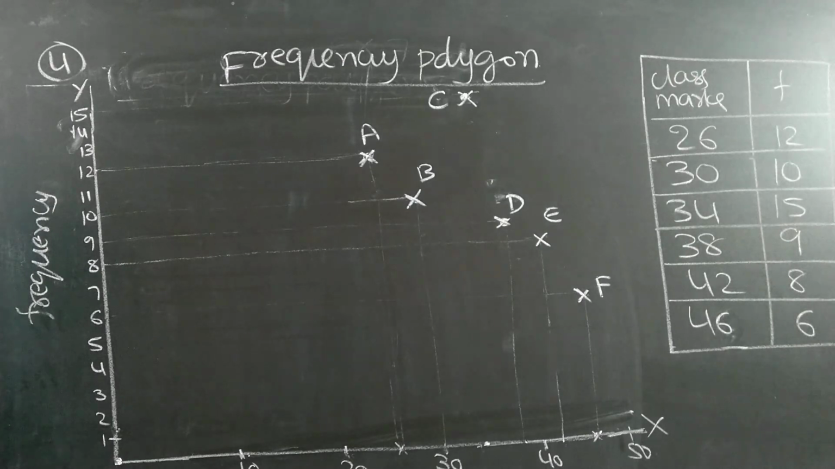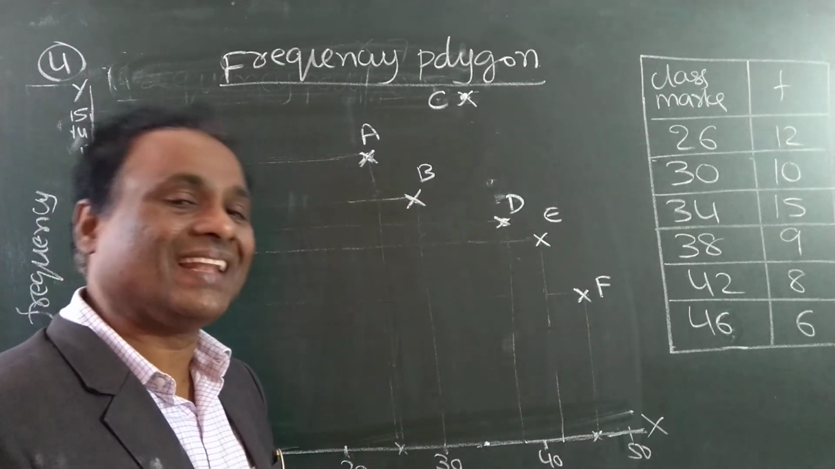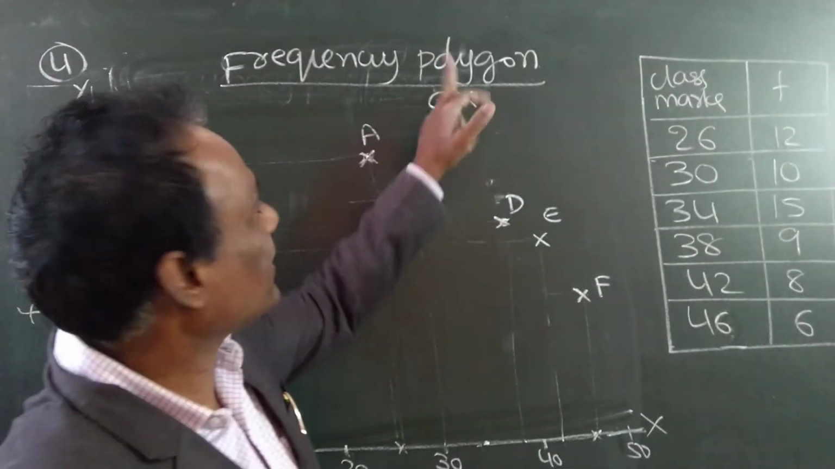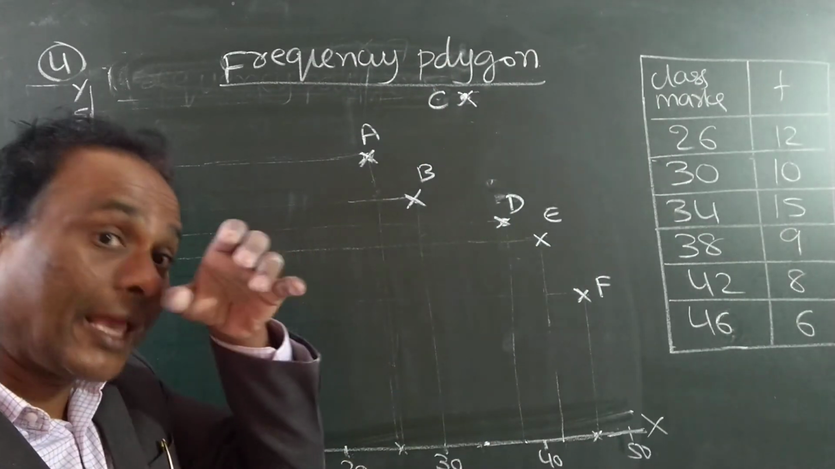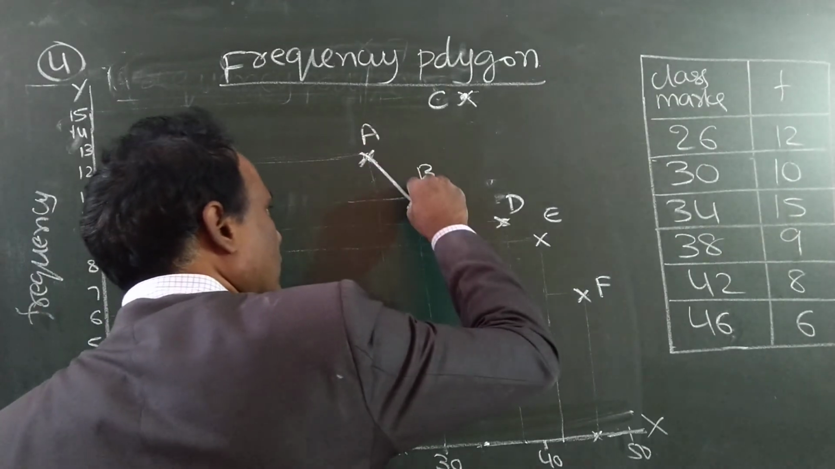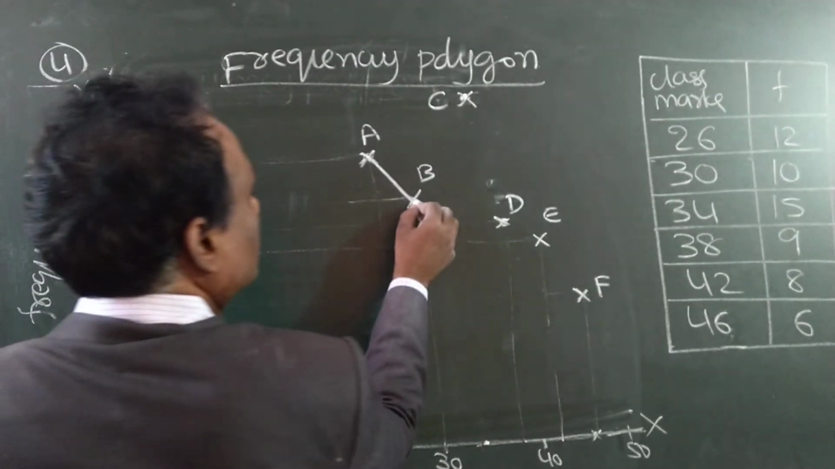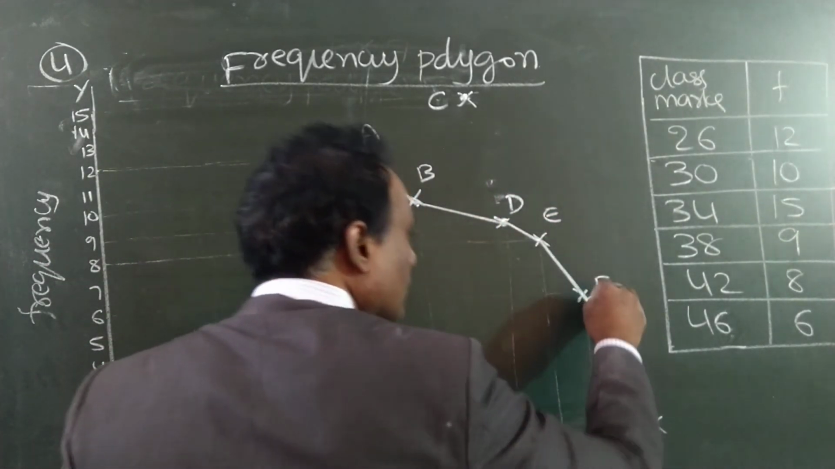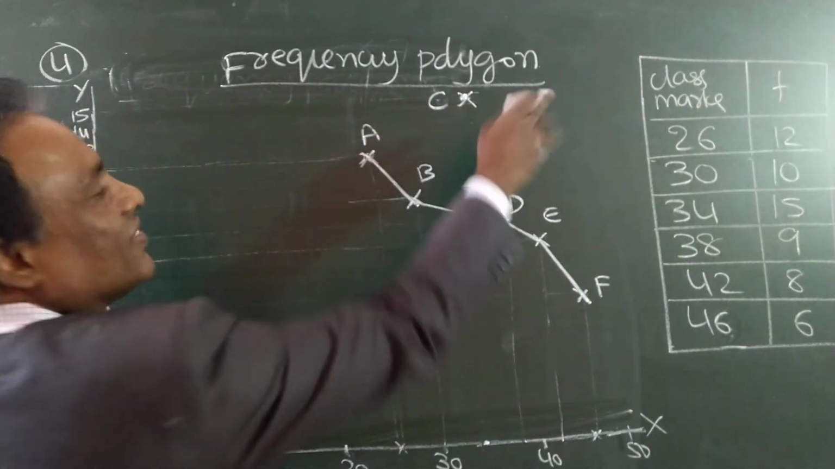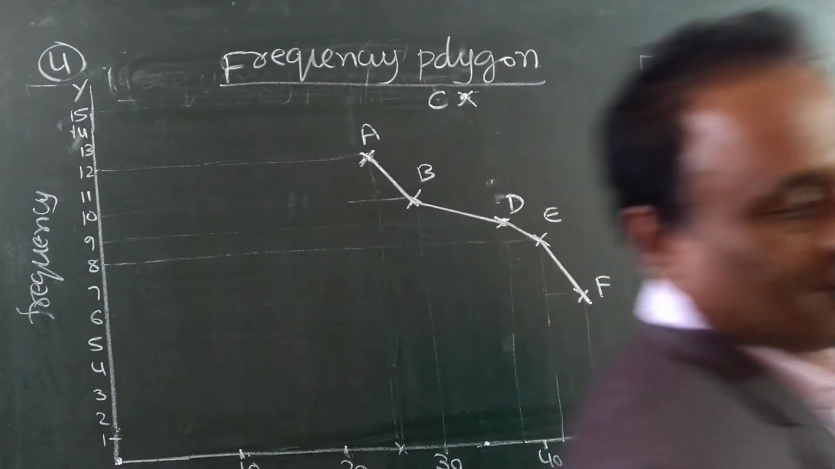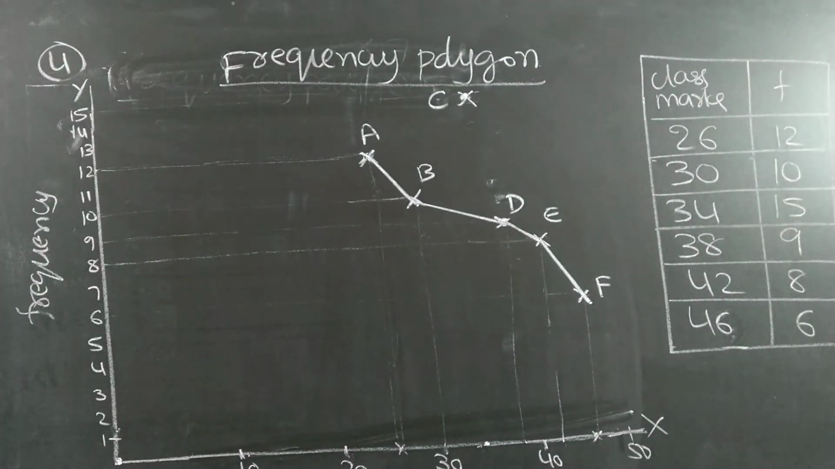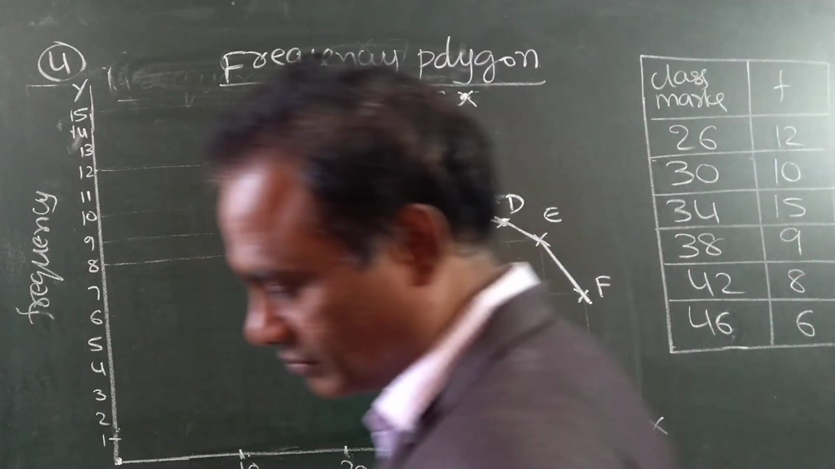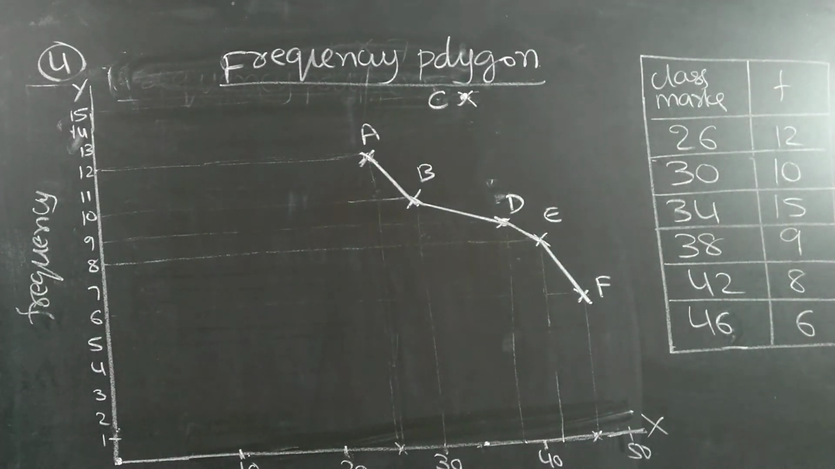After plotting the points, just join them by scale. If you join them by scale, that is a frequency polygon, not by curve. Scale means lines. This is the frequency polygon. Students, copy it. That is a polygon, the frequency polygon.